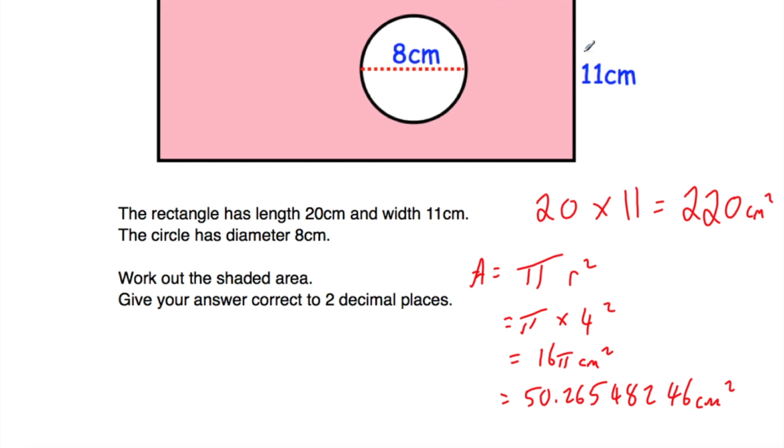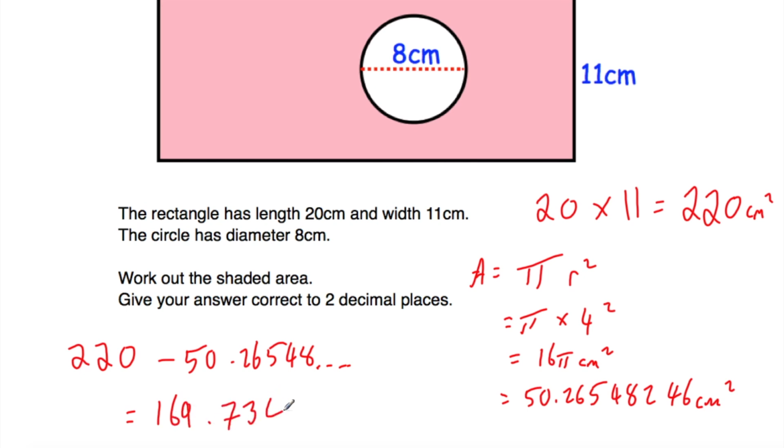So what we need to do is take the area of the whole rectangle, which is 220, and subtract the area of the circle, which is 50.26548, and so on. That's on my calculator display already, so I'm just going to type in 220, take away answer, and that's equal to 169.7345175. You could have just typed in 220, take away 16 pi, and that'll give you the same answer as well.